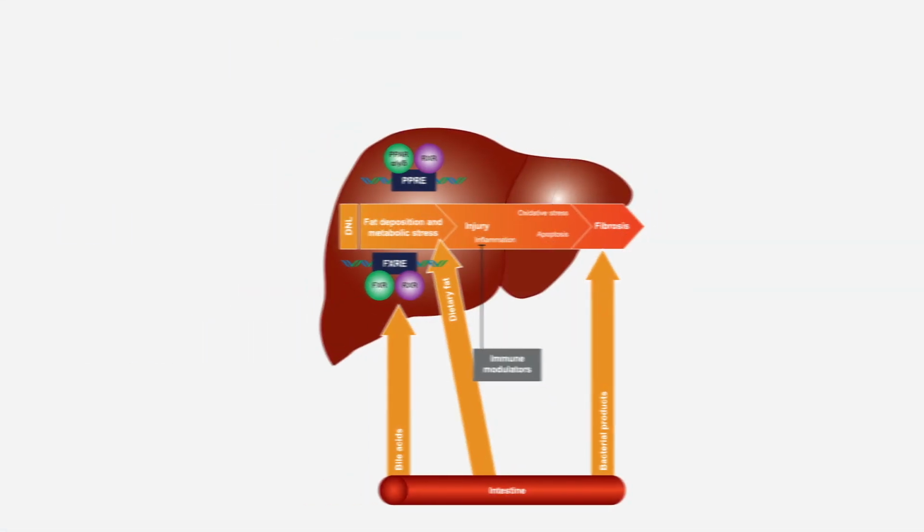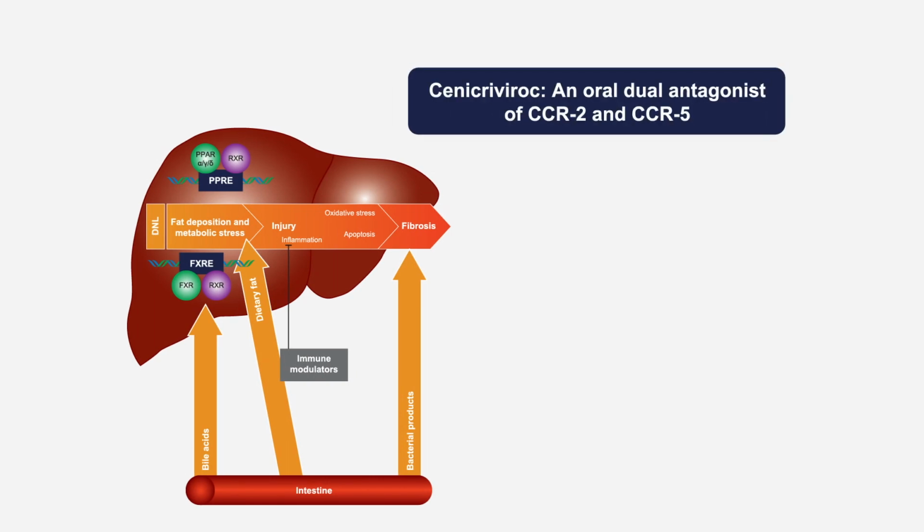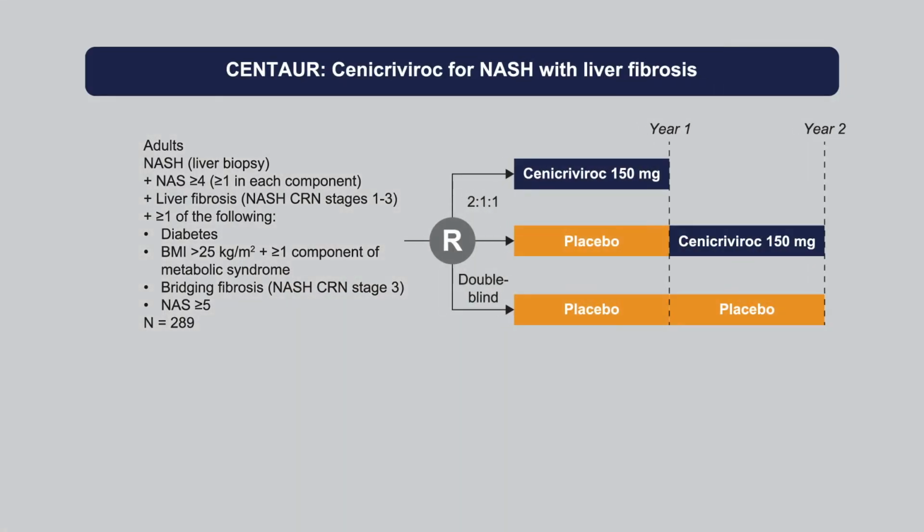Cenicriviroc, or CVC, is an oral dual antagonist of CCR2 and CCR5. In a previous phase 2b trial called the CENTAUR trial, CVC was assessed relative to placebo. In that trial, we included patients with biopsy-proven NASH with a NAFLD activity score of 4 or higher and stage 1, 2, or 3 fibrosis.